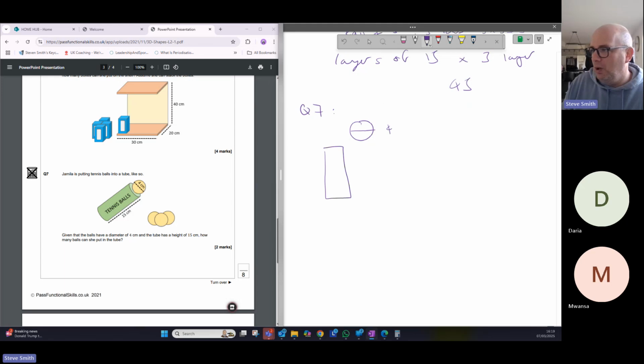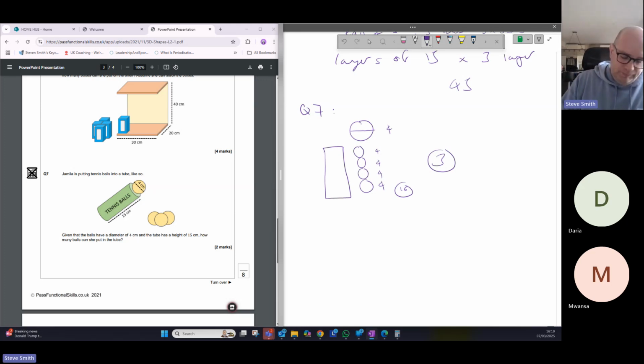Let's make it not square, as in not 3D. We can go one ball is going to be 4. Second ball is going to be 4. Third ball is going to be 4. Fourth ball is going to be 4. Hang on a minute, we've got too much there. So we've got 8, 12, 16. It's only 15. So we can fit 3 balls in it. We try and fit a 4th one and the lid's going to come off.